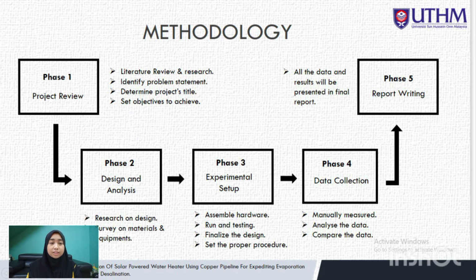For the methodology, phase 1 is done for the PXM1 proposal. Phase 2 is design and analysis of the water heater, based on previous research. Phase 3 is the experimental setup, where I have to develop the prototype. Phase 4 is data collection after developing the prototype, where I have to collect the data required for this project, including the temperature of the water and the time taken. Phase 5 is report writing.